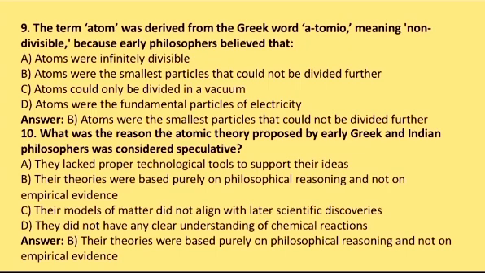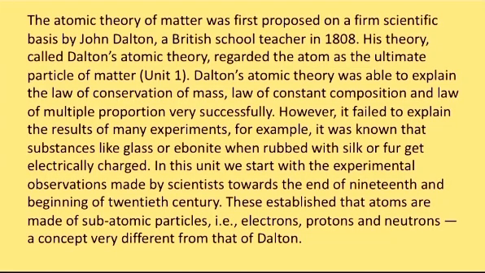Okay, so we have the last question of this paragraph. What was the reason that atomic theory proposed by early Greek and Indian philosophers was considered speculative? So, the right answer is B. The theories were based purely on philosophical reasoning and not on empirical evidence. We have paragraph number 2, and you can read it.